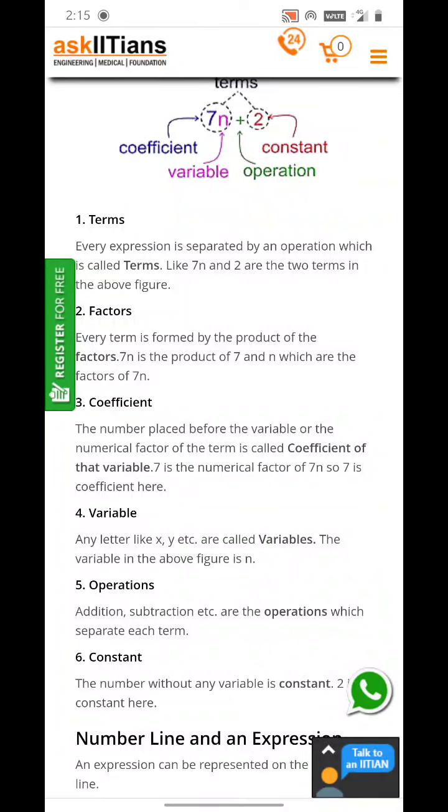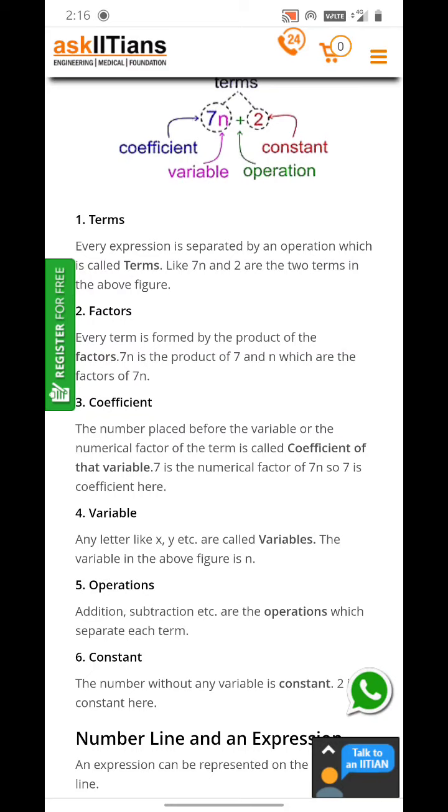Let us begin. Let us start with coefficients. As I have already discussed with you, term, algebraic expression, factor. A coefficient is a constant. The number placed before the variable, or the numerical factor of the term, is called a coefficient of that variable. In simple terms, the constant which is in front of a variable is known as the coefficient.